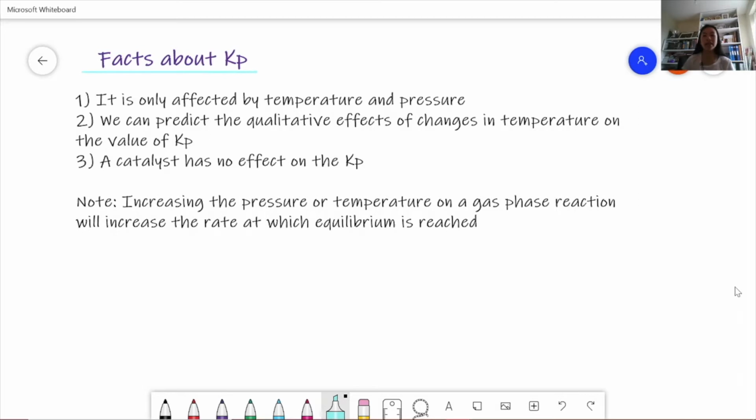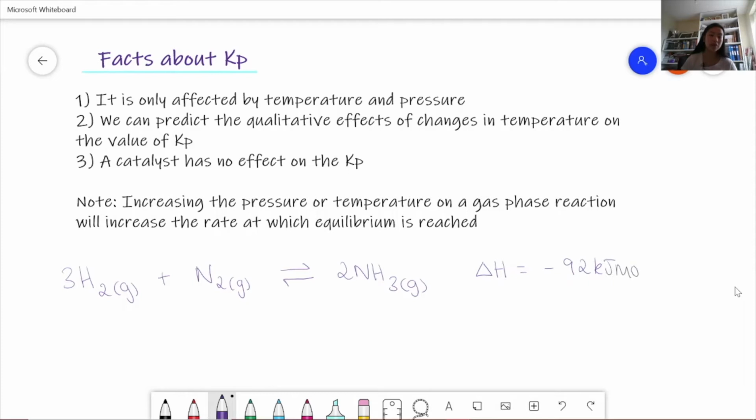Please note that increasing the pressure or temperature on a gas phase reaction will increase the rate at which equilibrium is reached. So, explaining in more detail for number one, for example, if we had the Haber process, we've got 3 hydrogens added with a nitrogen to form 2 ammonias. This is an exothermic reaction, so it has a negative enthalpy change of minus 92 kilojoules per mole.